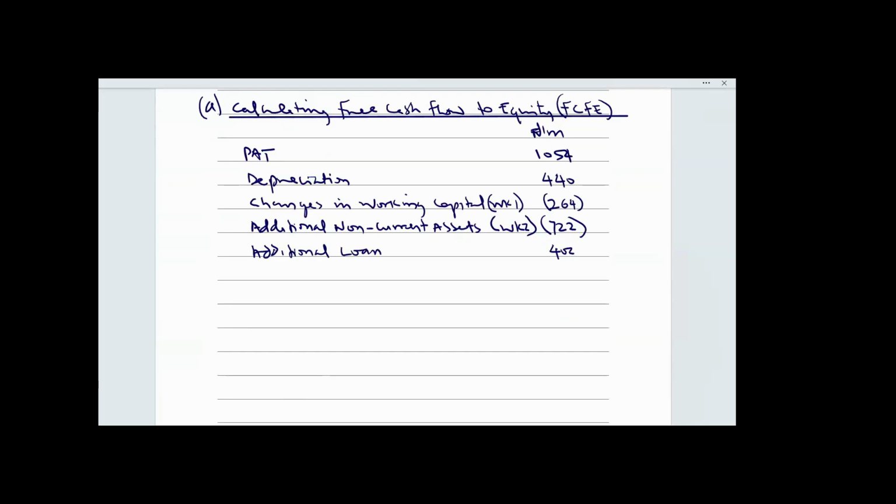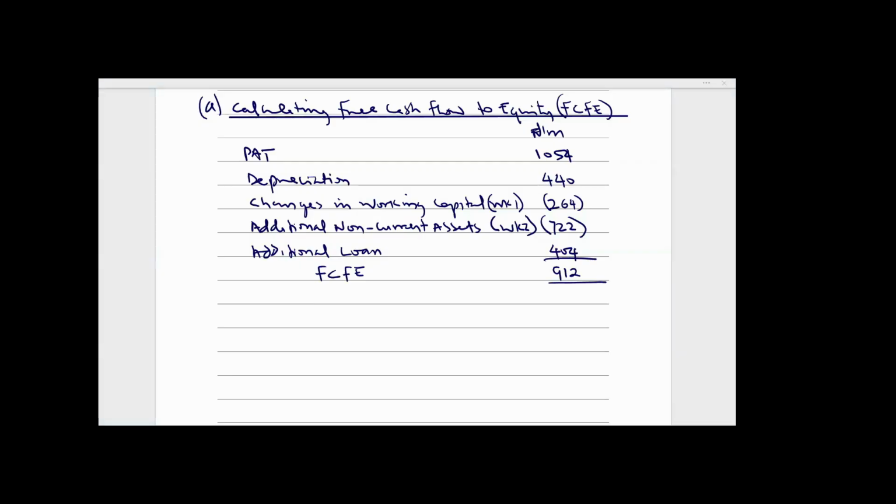$404. All right, that's all. In this case, let's find the difference. Give me the final answer. What do you have? Add it up. 912. So 912 represents the free cash flow to equity. This is the free cash flow to equity. That's what the examiner asks you to do.